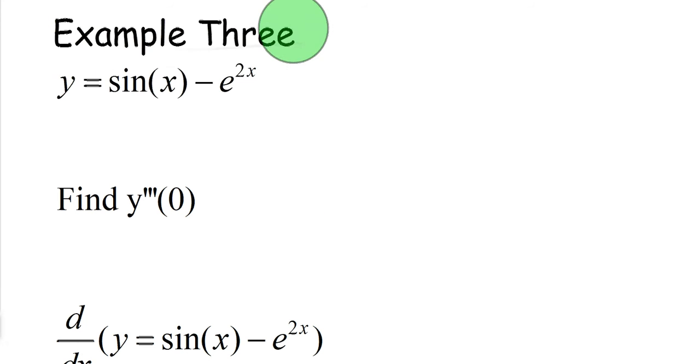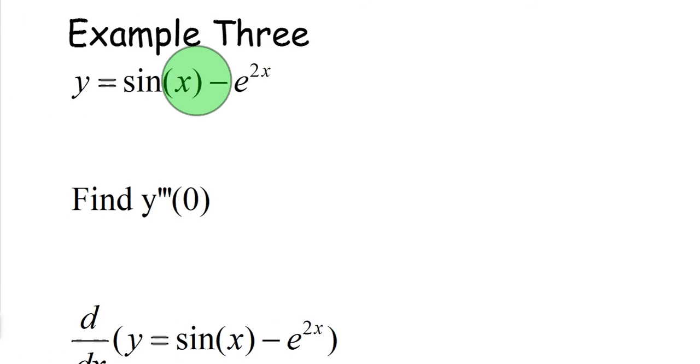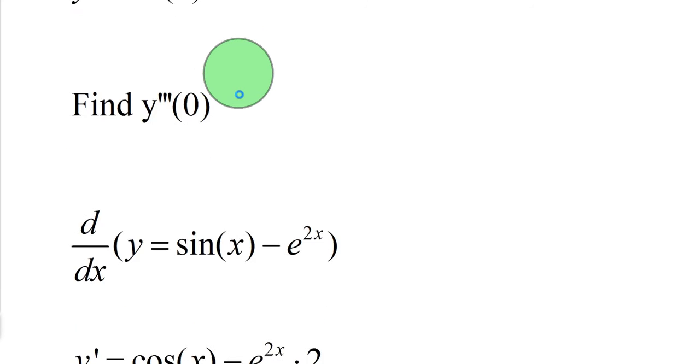Let's take a look at a third example of higher order derivatives. We have y equals sine of x minus e to the 2x, so this is not implicit. We can just do normal differentiation. However, we do want to find y triple prime of 0. This notation tells us to find the third derivative, and furthermore, we'll be plugging in 0 into x for our third derivative. So before we can find the third derivative, we have to find the first derivative.